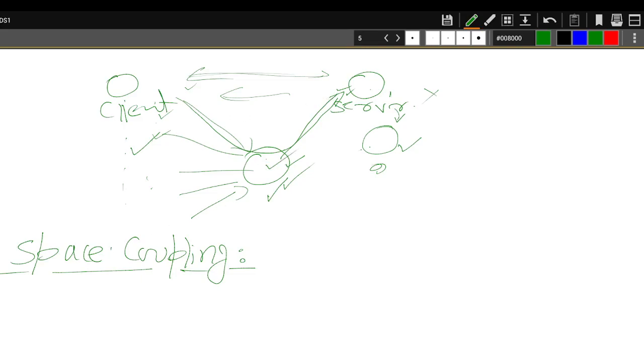If they are uncoupled, in that case they will have to go through the intermediary. Let me write it as space uncoupling. So in space uncoupling, what happens? Sender and receiver are unaware of each other's identity.